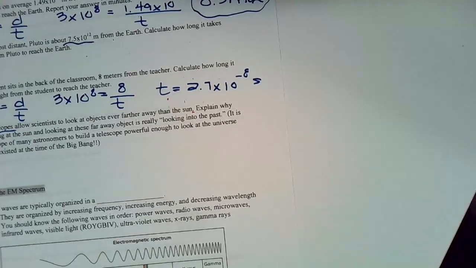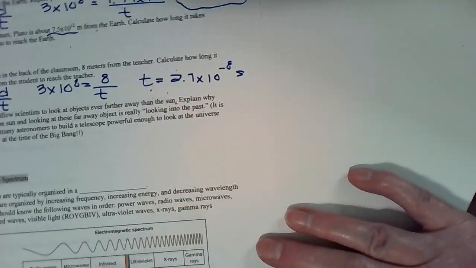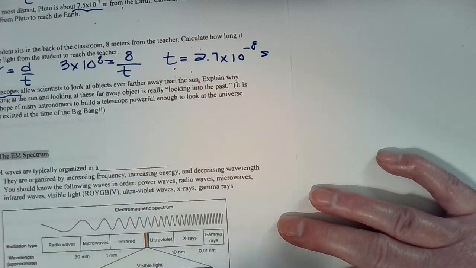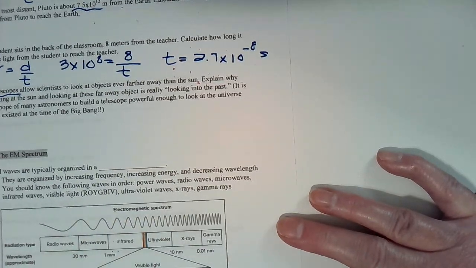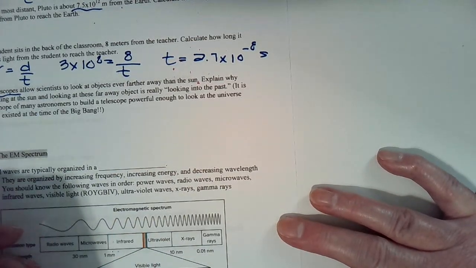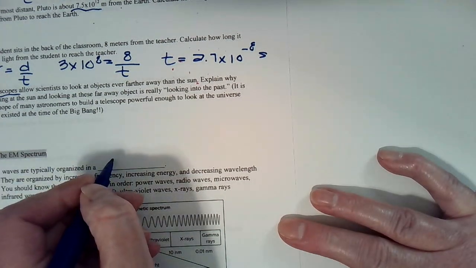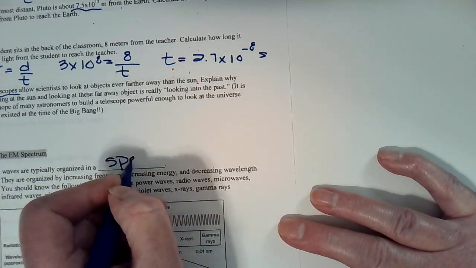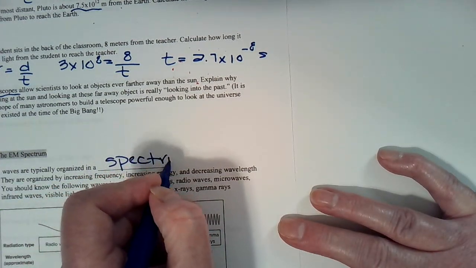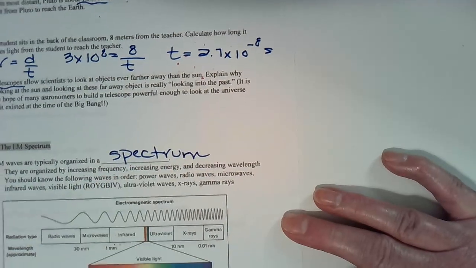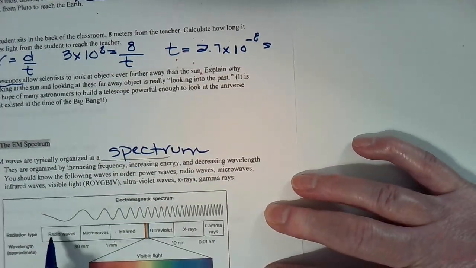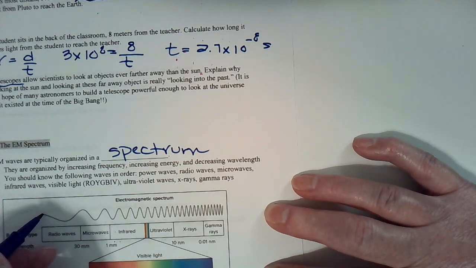All right, so moving on and kind of going with that thought here, we are now going to take all of the waves that we know about, light being one of them, and we are going to organize them in a spectrum. A spectrum just means in some meaningful fashion. And the meaningful fashion is usually in terms of decreasing wavelength.